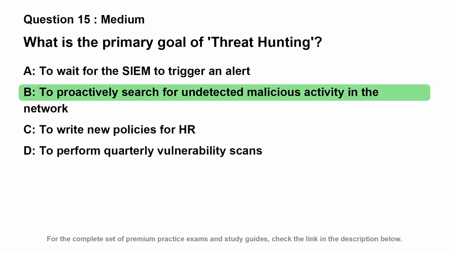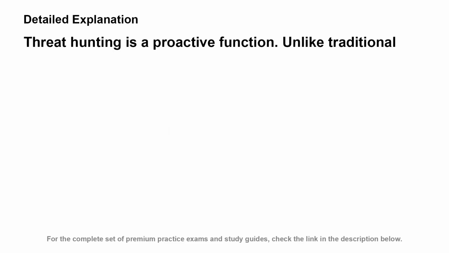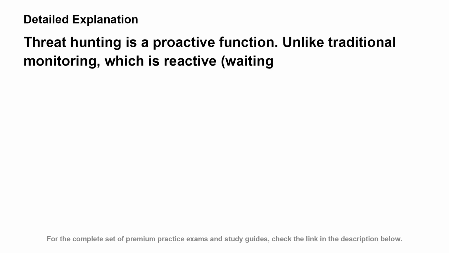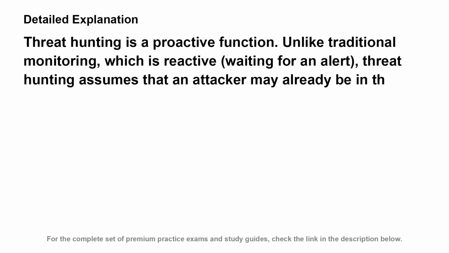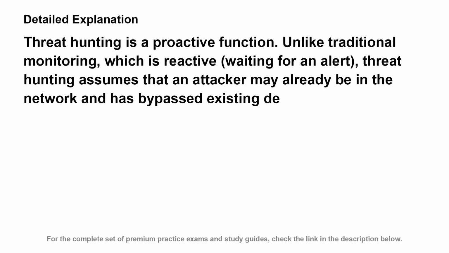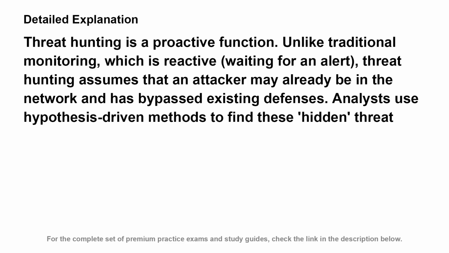The correct answer is B. Threat hunting is a proactive function. Unlike traditional monitoring, which is reactive, waiting for an alert, threat hunting assumes that an attacker may already be in the network and has bypassed existing defenses. Analysts use hypothesis-driven methods to find these hidden threats.